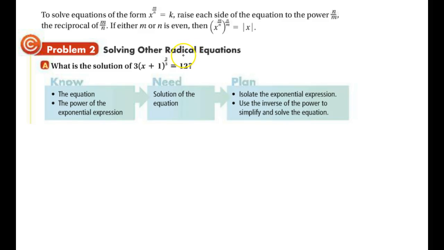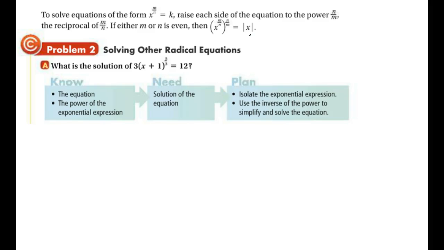To solve equations of the form x to the m over n power is equal to k, we want to raise each side of the equation to the reciprocal power, which is n over m. If m or n is even, then when we do this, we want to set this equal to the absolute value of x. So let's take a look at example 2, part A.